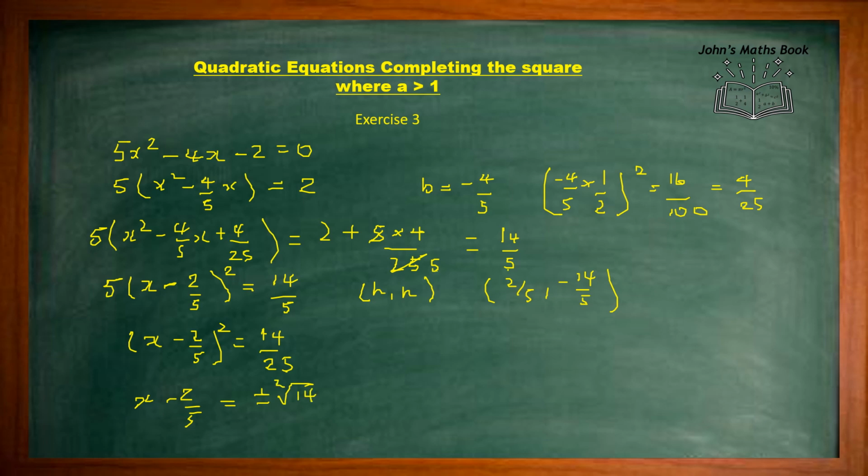Now we know the square root of 25 is 5. So now we have our two values of x. So x is equal to 2/5 plus square root of 14 divided by 5, and x is equal to 2/5 minus square root of 14 divided by 5.